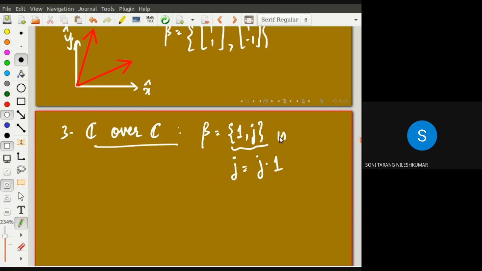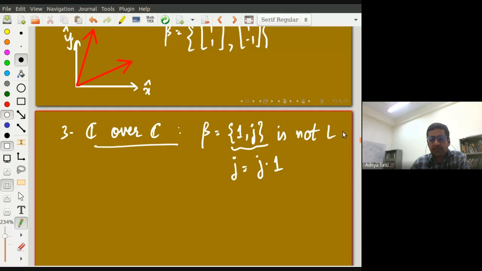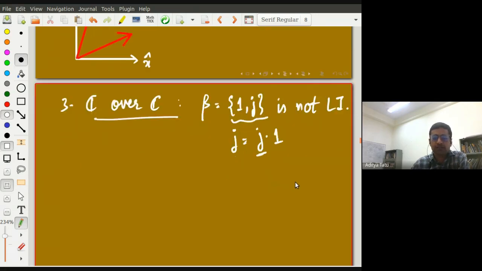Exactly. So this is not linearly independent. Why? Because remember, the field over here was explicitly written as C. So you can pick any scalar from the field. Here the scalar chosen is j, or square root of minus 1. And therefore, this is not linearly independent, so {1, j} is not a basis.